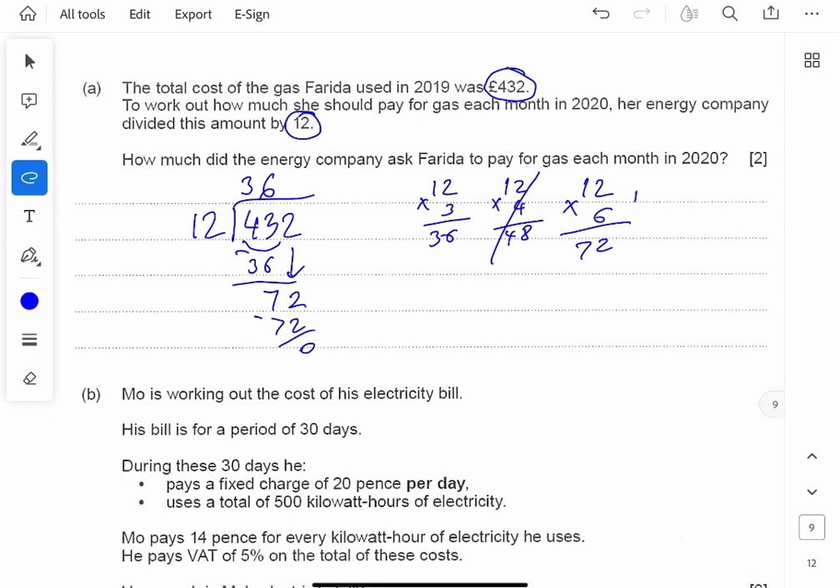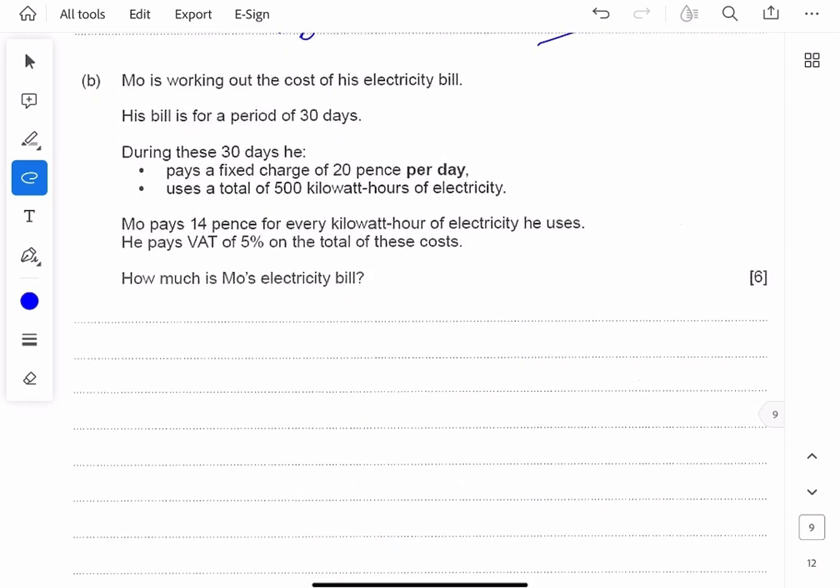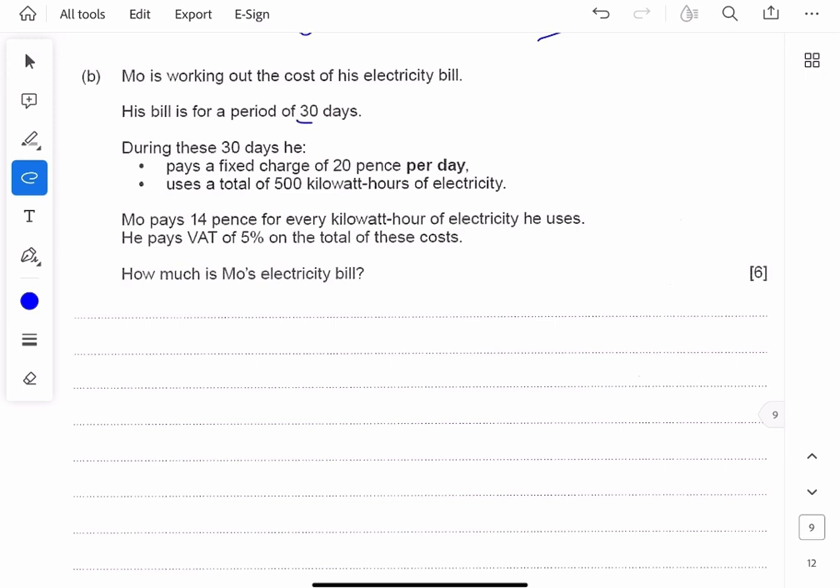So if you use a different method, it doesn't matter. Just the answer should be 36 pounds. There are always a few ways of solving the problem. If you don't use the method I'm using, it doesn't matter, you just need to get the answer right.